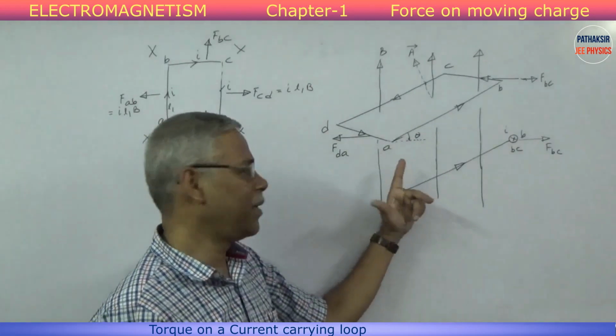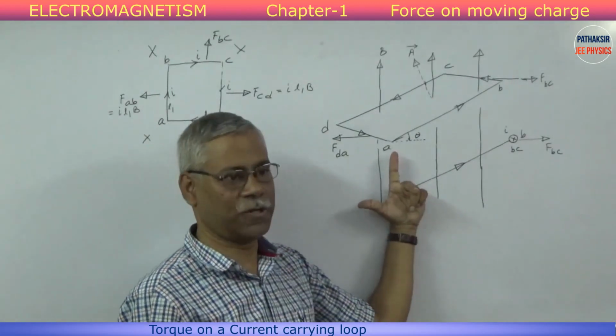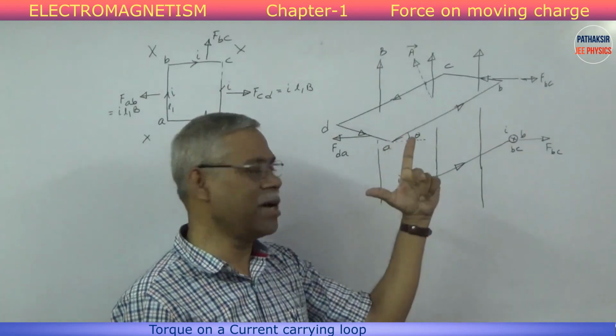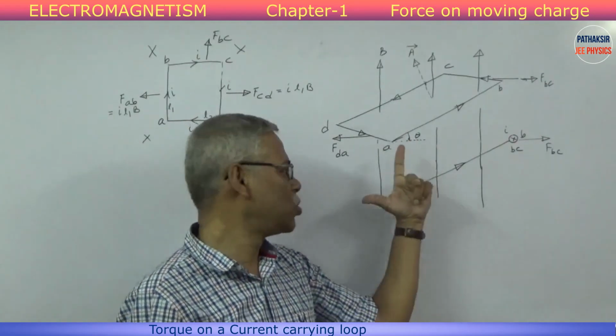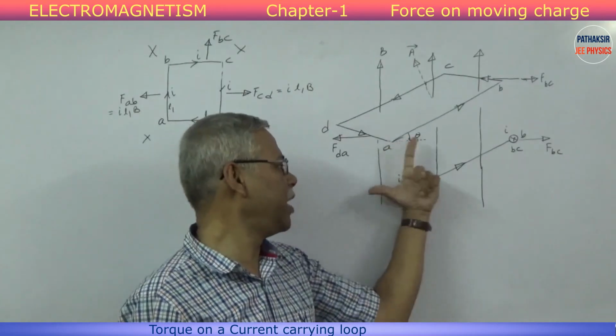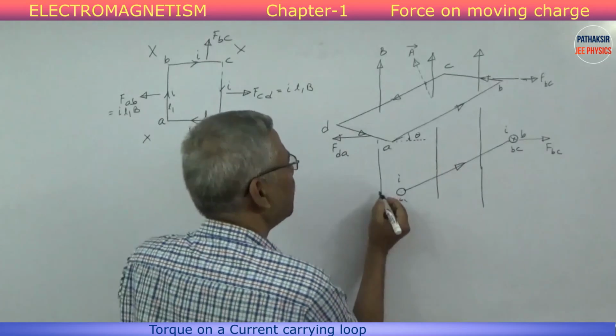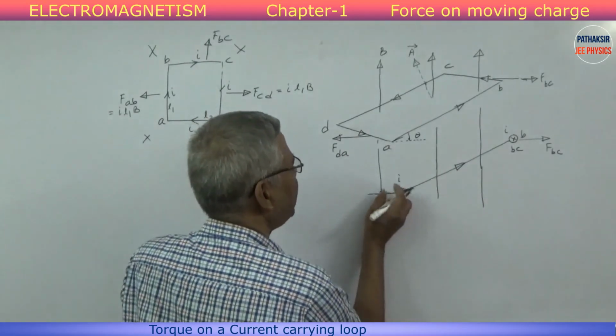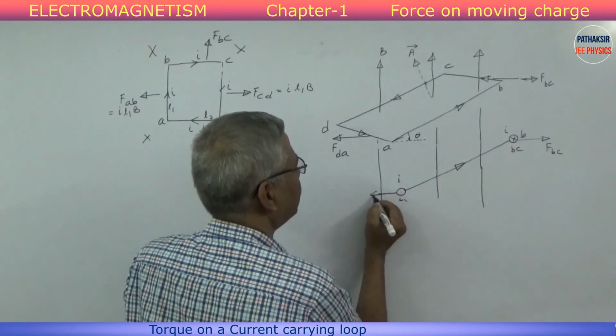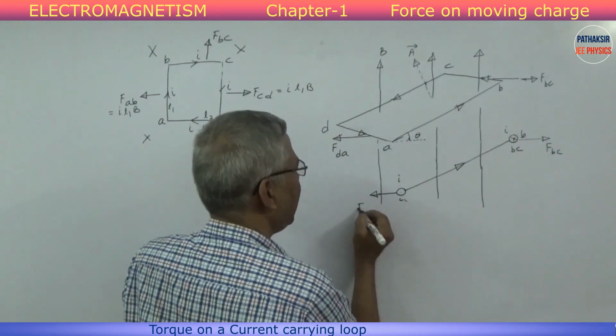Magnetic field. At this point current is coming out. So what is the direction of force? Direction of force is given by the stretched out thumb. This is the direction of force. So this is FDA.